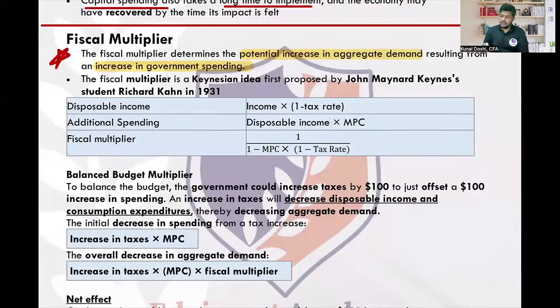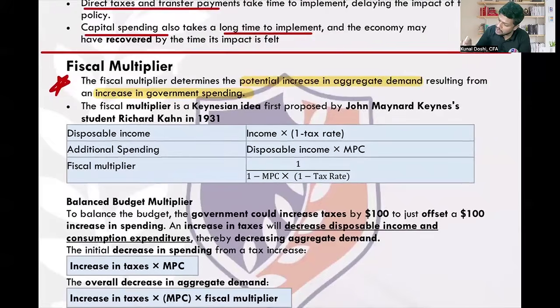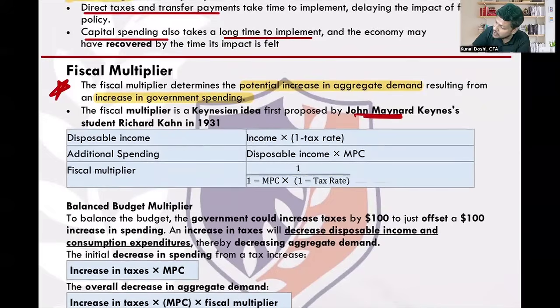The fiscal multiplier determines the potential increase in aggregate demand or GDP from the increase in government spending. For simplicity, I'm going to put in some numbers. It was developed by one of the students of John Maynard Keynes, so it is based on that concept. For our simplicity here, we will assume that the government is willing to spend, let's say, $100 billion, 100 for simplicity. So this is what the government intends to spend into the economy, right?